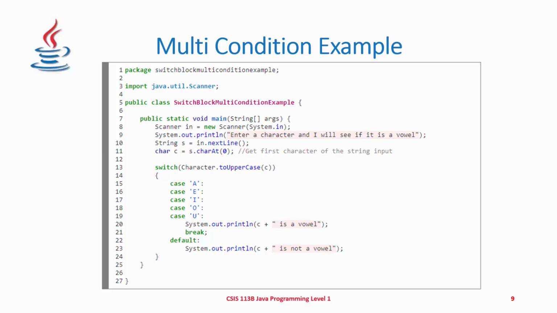And then we have A, E, I, O, U with no break statements in there until the last one, the U. And so in any of those cases, if the user typed in an A, an E, an I, an O, or a U, the output to the screen will read the letter they typed in plus is a vowel. Now, if they didn't type in a vowel, then it defaults to the last case, the default case, and that outputs the letter they typed in, followed by is not a vowel.